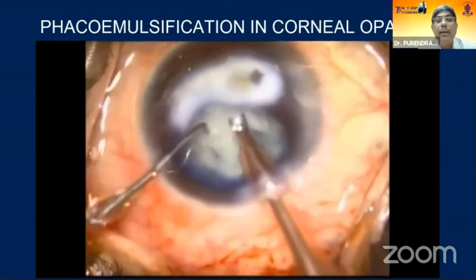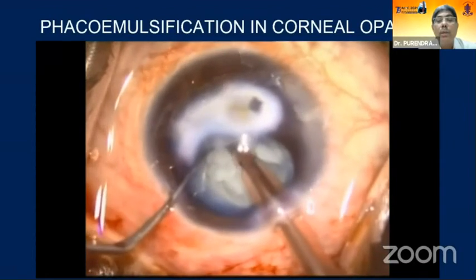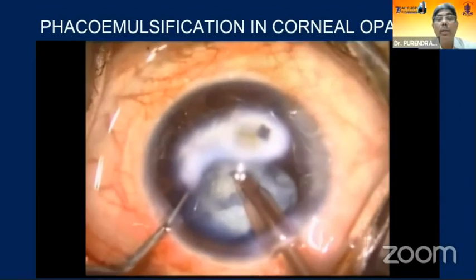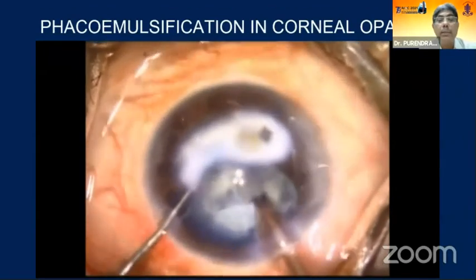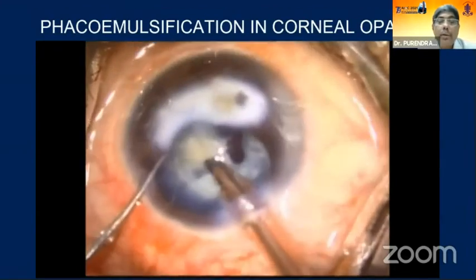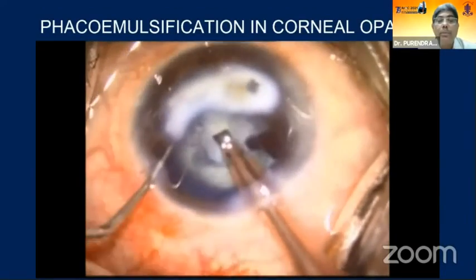You will see that I'm pulling the nucleus into the area where clear cornea is available to us, through which we can do the phacosurgery. Our excursion, or the movement of phacoemulsification, should be small enough. We should not go to the periphery.